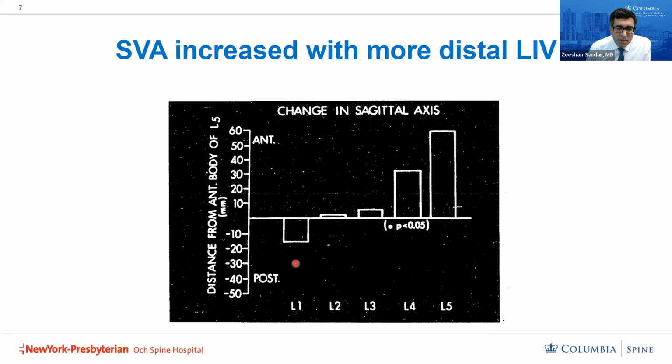So this is a good summary slide showing an increase in the overall sagittal malalignment as the lower instrumented level became more distal. Especially patients with L4 or L5 as the distal instrumented level had a really positive sagittal vertical axis, and these are patients that we end up seeing a lot of later on because of these issues.